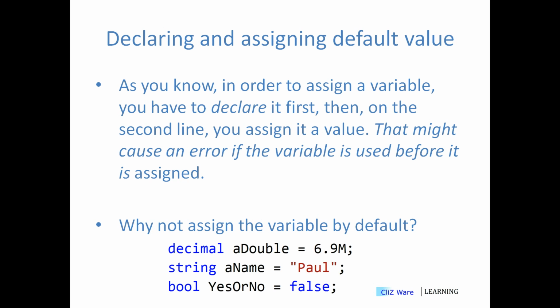So now let's look at some variables that are declared by default. You can see a decimal. The name actually should, I think, be a decimal. I had a mistake there. So a decimal equals 6.9. A string, so a name equals the name we want to assign it, and then we have a bool, which might be yes or no. What I mean with yes or no is actually either false or true.